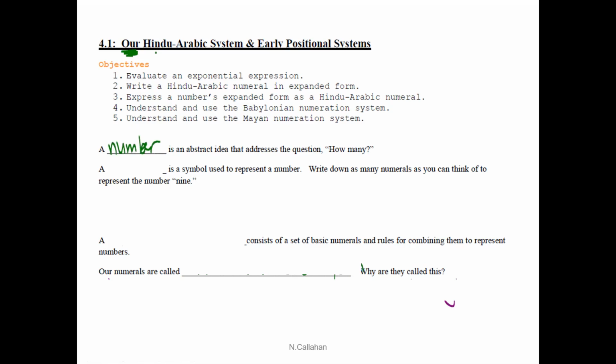A number is an abstract idea that addresses the question of how many or quantity. A numeral is a symbol used to represent the number, so you can write down as many numerals as you can think of to represent the number 9. Think about all the different ways you could write the number 9. Of course, we can write it in Roman numerals, which is IX, or just the number 9. A system of numeration consists of a basic numeral and rules for combining them to represent numbers.